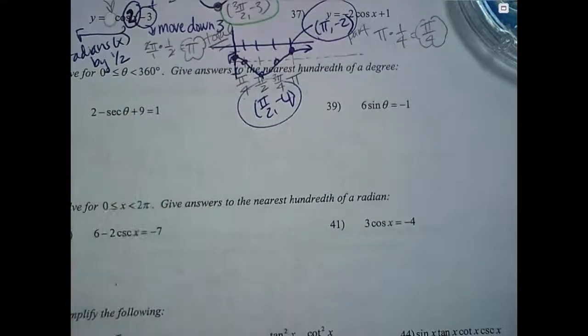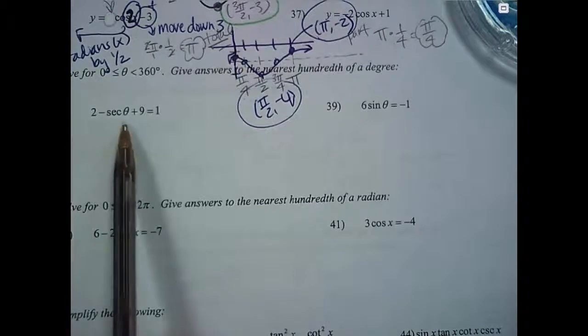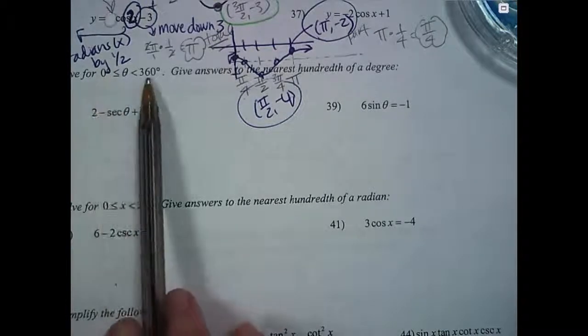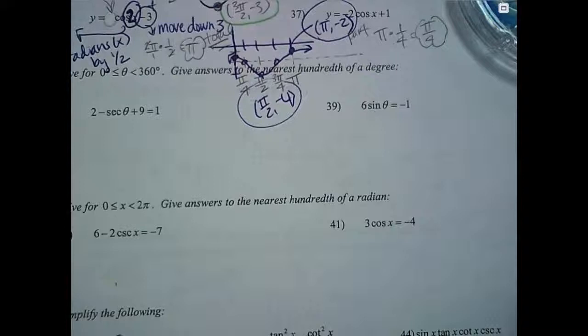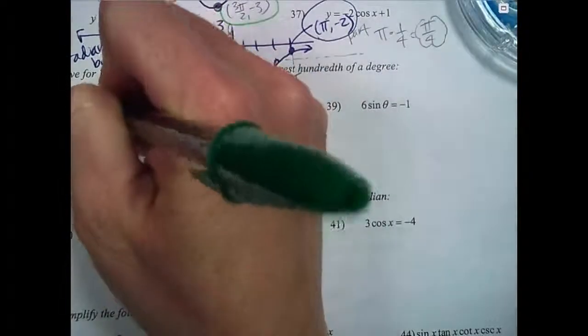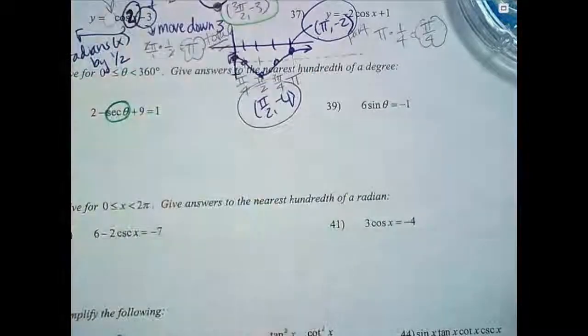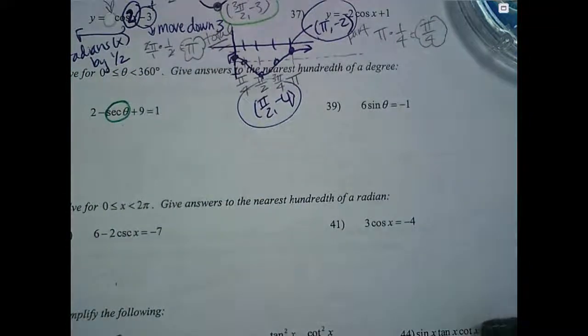Make sure your calculator is in what? Degrees, because it's saying from 0 to 360. So check your calculator real quick. Go to mode and check for degrees. When you do that, the goal, remember guys, is to get this all by itself. That's the goal. So to get it by itself, you have to move everything over.